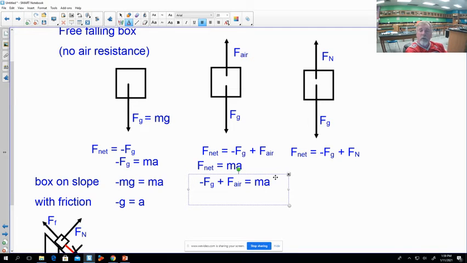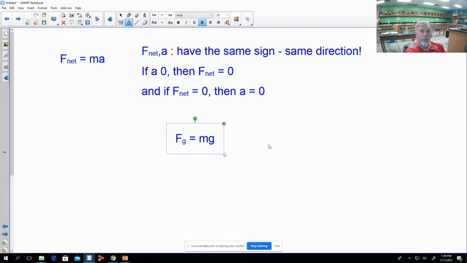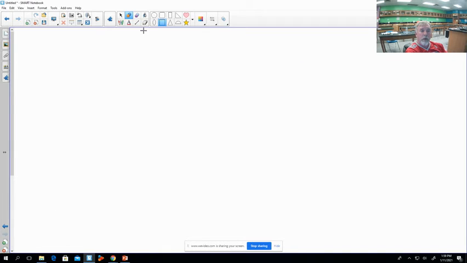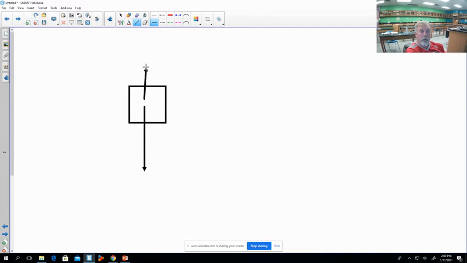Let's do one where it's a little bit more complicated. I want to do an example here of an elevator. So let's say we have an elevator, and let's put our free body diagram in here. We have gravity going down. We have some sort of a cable pulling up. Let's put in our labels for this. Let's call FC our cable force, or our tension force in our cable.